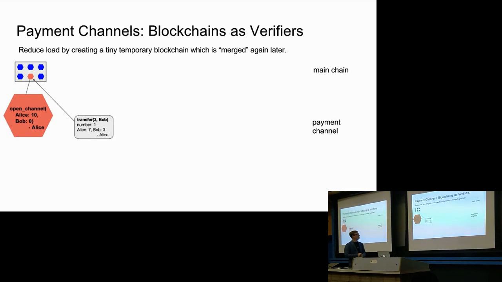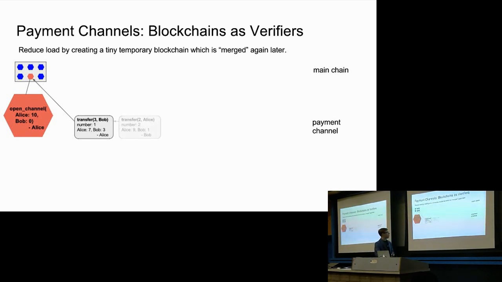What Alice also does, she denotes the state of the payment channel that is assumed after the transfer as part of the transaction. So Alice's initial balance was 10, and she sent three tokens to Bob, so now she has 7 and Bob has 3. And Alice basically signs this whole transaction, which means she confirms that in her opinion, this is the current state of the payment channel. And she also adds a number to this transaction in the payment channel, which is a sequence number that is incremented with every transaction.